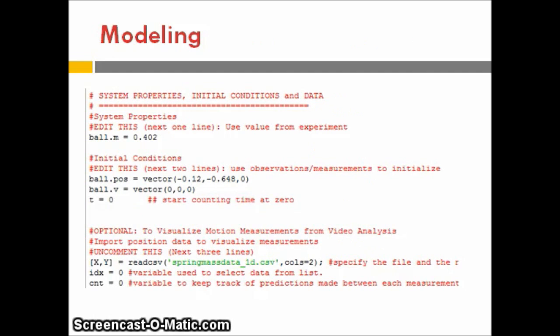Here are some of the initial conditions of the code I used to create the model. The mass of the object was given. The initial position of the object was found using Tracker. The object's initial velocity is a 0 vector because it started from rest, and we're starting at time t equals 0. Down below is where I imported the observed position data gathered in Tracker so that I can make a comparison between it and the predicted positions.